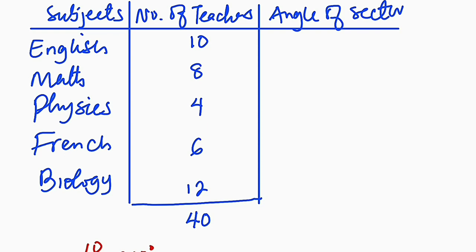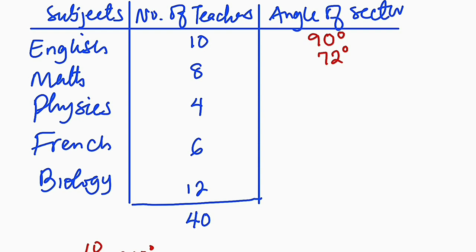You multiply by 360, that will give us 90. So this represents 90 degrees. Then you take the second one, which is 8. 8 divided by 40 multiplied by 360, that will give us 72 directly. This is 72 degrees.